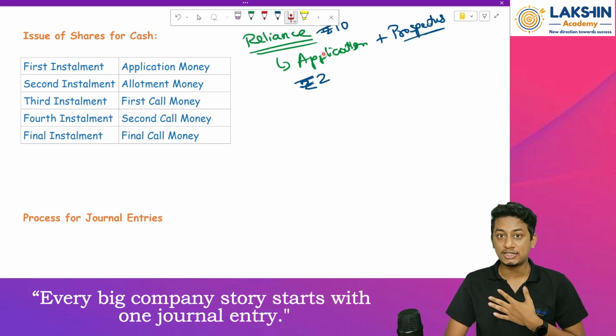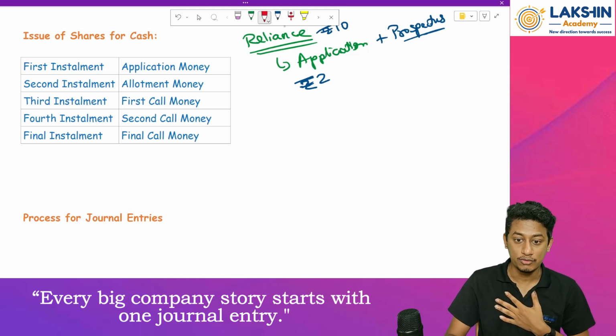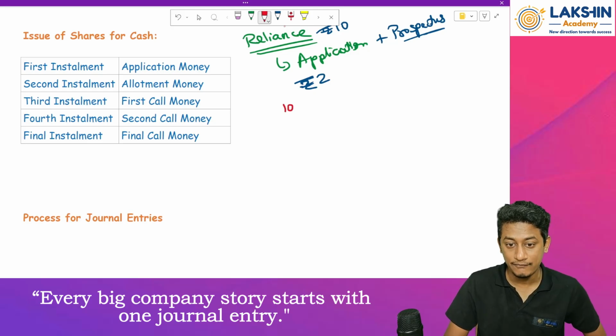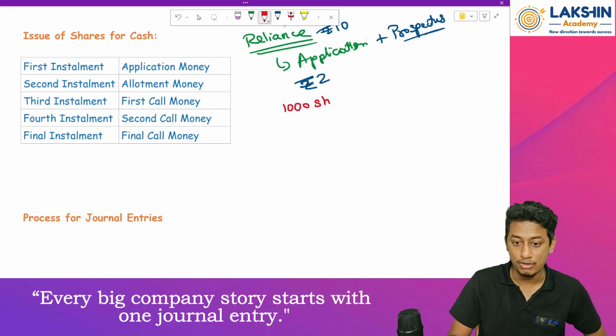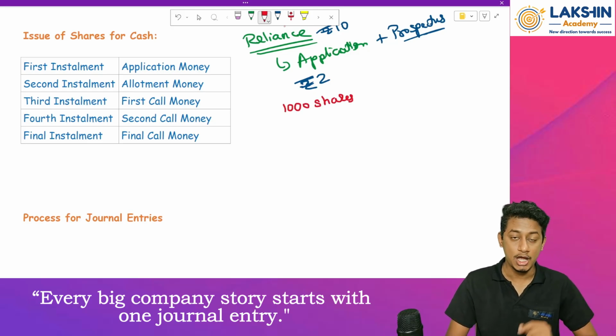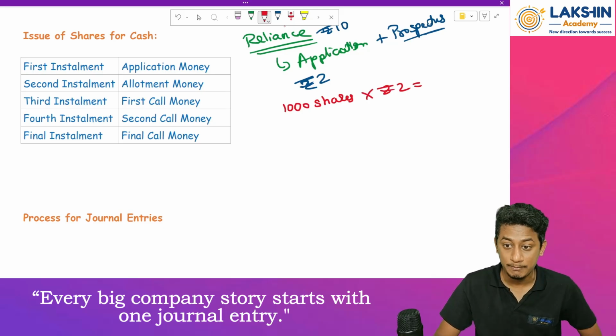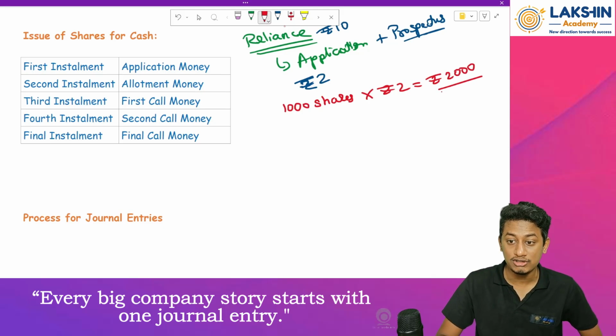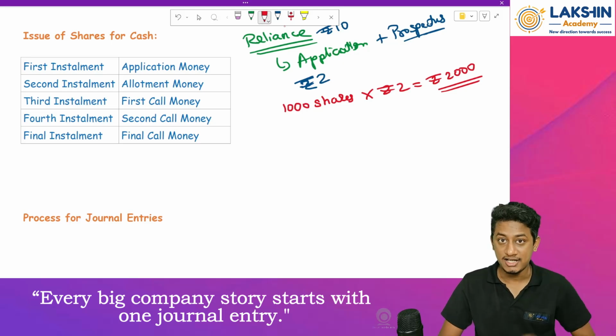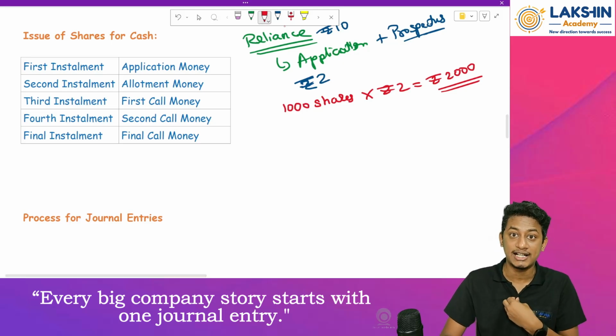Now what do people do? Let's say I am a person who wants to subscribe to the shares. I want to subscribe for, let's say, 1000 shares of Reliance. Along with this, I pay rupees 2. That means how much should I pay to the company? I should pay rupees 2000 to the company. For what? For buying the shares, to show the interest that I am buying the shares.